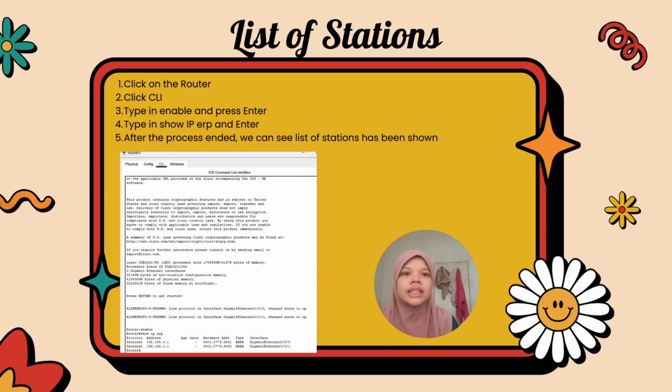Today I'm going to show you how to view the list of stations in our network. First, you have to click on the router, and once you've clicked on that, you have to click on the CLI button, and then type in enable and press enter. After that, type in show ip arp and press enter. Once you press enter, you can see that the list of stations has been shown, and that's it for how to view the list of stations.